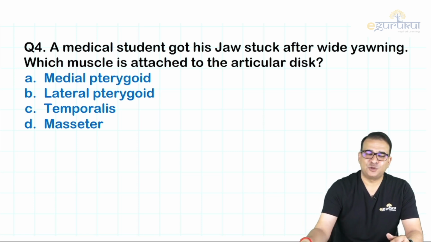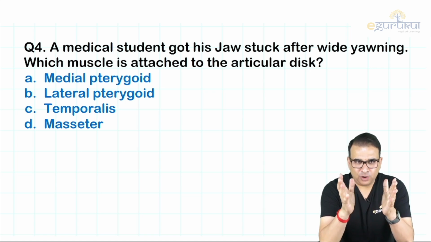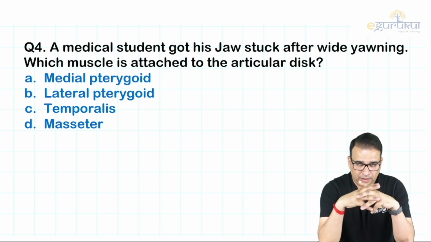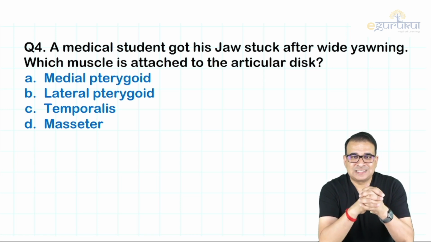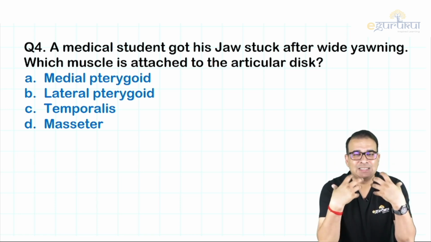So which muscle is attached to the articular disc? We'll go into the spasm here. Now, first of all, guys, it says that the medical student got his jaw stuck after wide yawning. Wide yawning means depression of the jaw, that is, opening of the mouth.